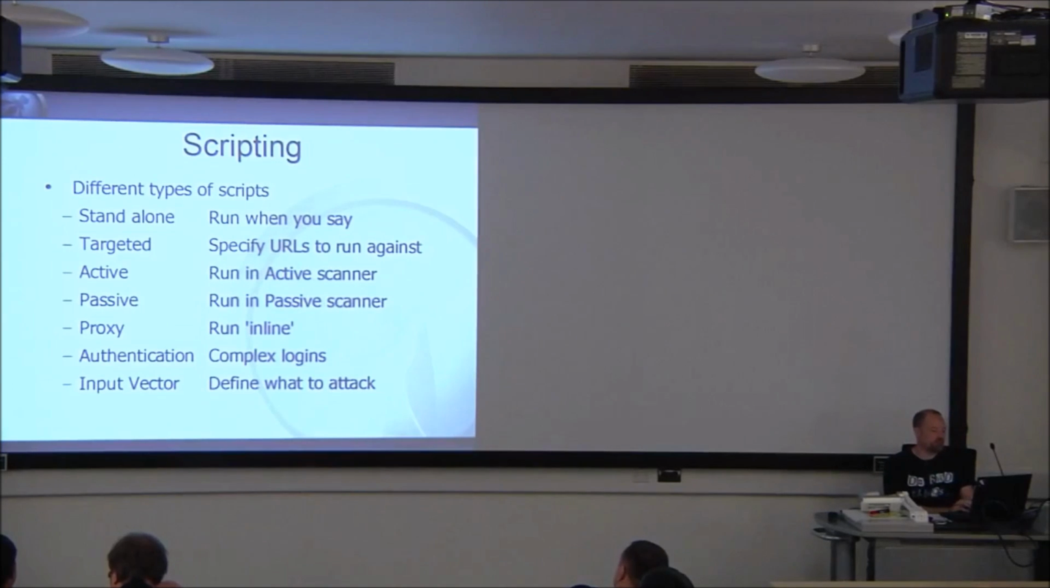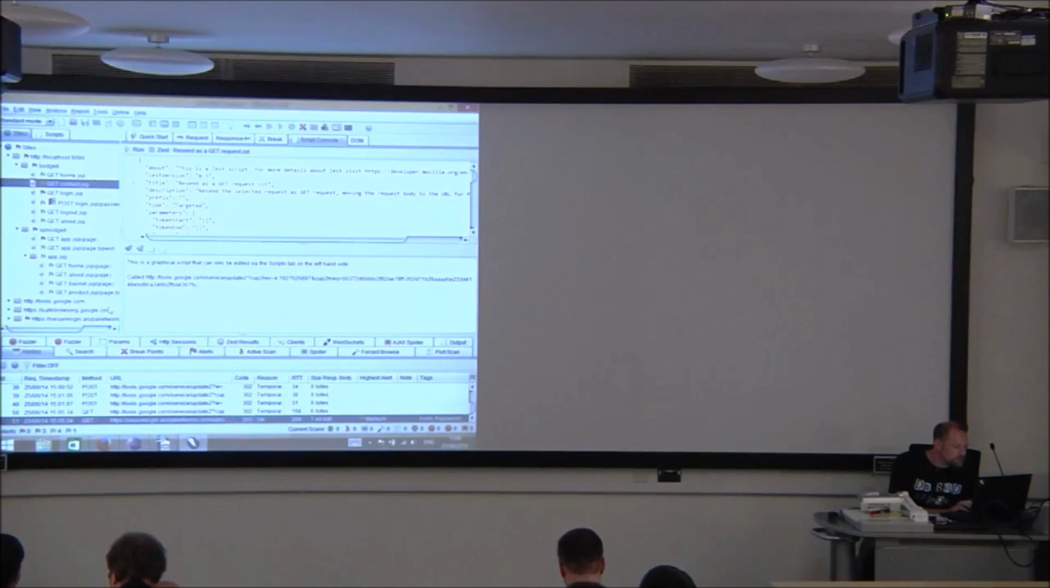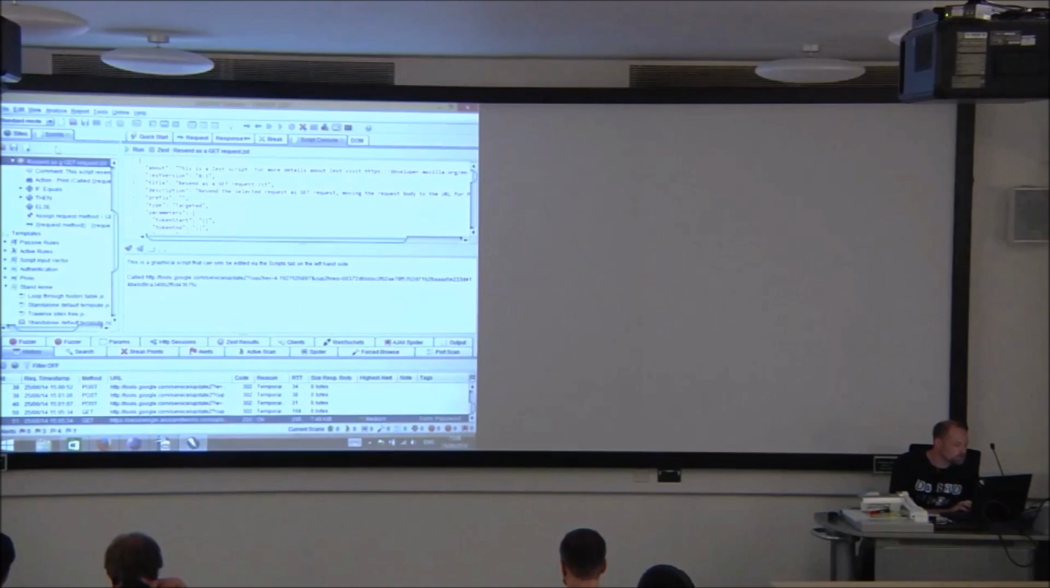We have active scripts and passive scripts. These run in the active and passive scanners, so you can use these to detect vulnerabilities actively and passively. Proxy scripts run inline, so these actually change things dynamically. These ones you can't run at all. We go to scripts.